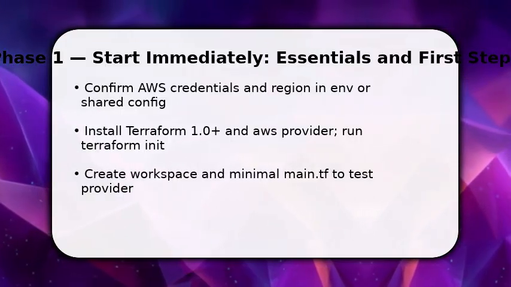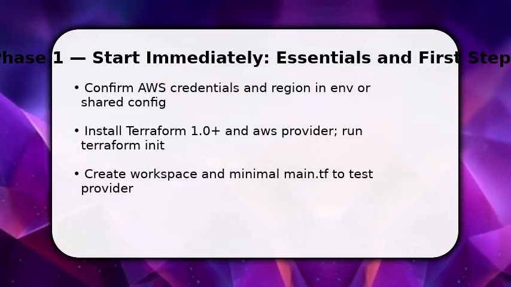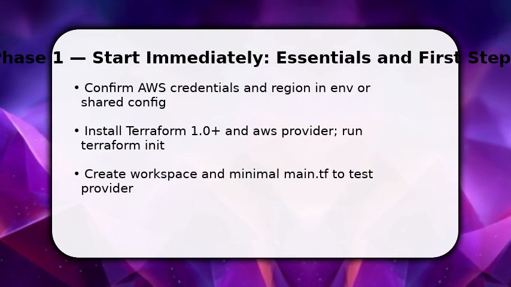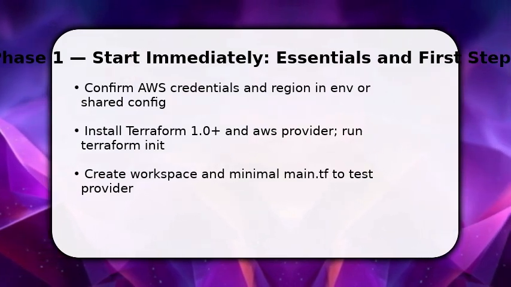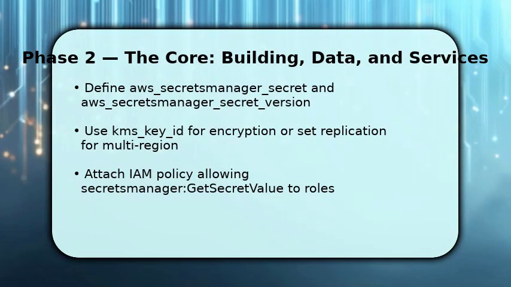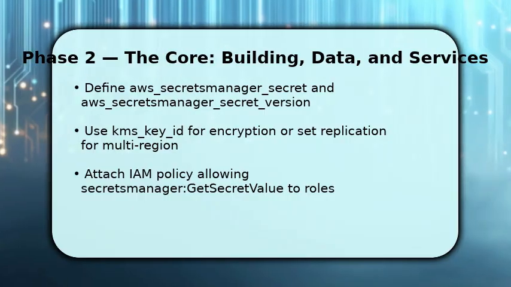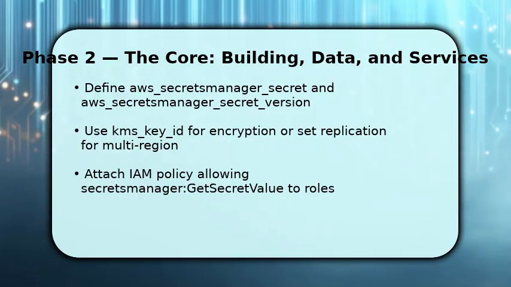Then create a minimal main.tf with provider, and an AWS Secrets Manager secret resource to validate connectivity. This gets you past configuration issues early, so subsequent steps focus on secret lifecycle. Next, declare the secret resource and a secret version that holds the secret string or binary. This separates metadata from value.